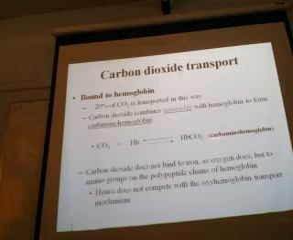This is the reaction: carbon dioxide plus hemoglobin reversibly gives rise to HbCO2, which is called carbaminohemoglobin. Now, why do we call it carbaminohemoglobin? Because carbon dioxide does not bind to iron as oxygen does.